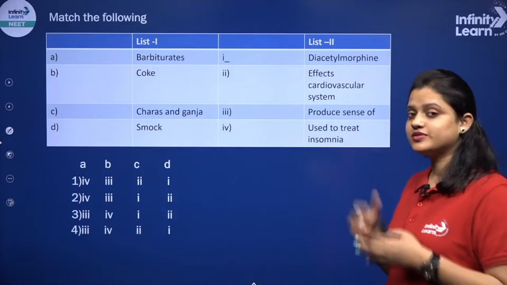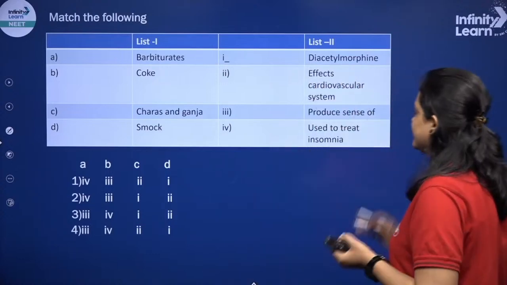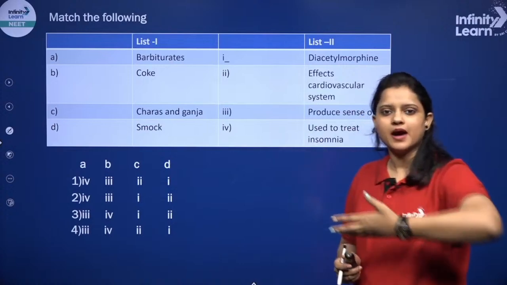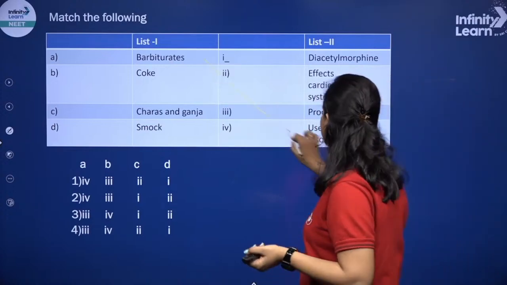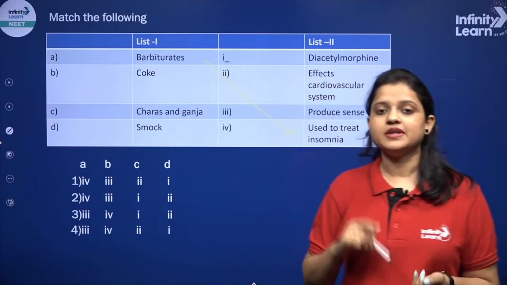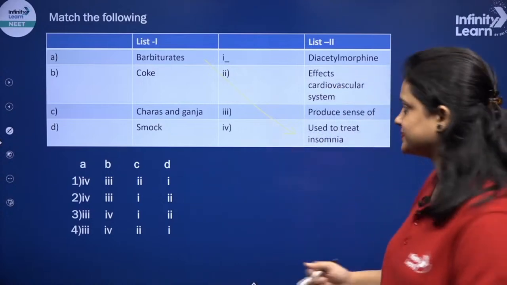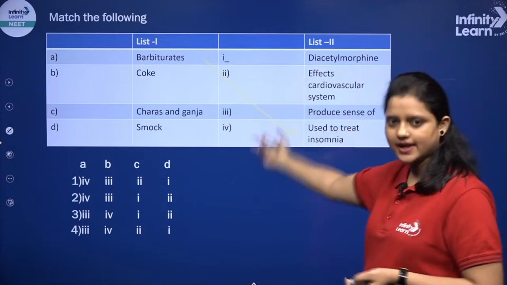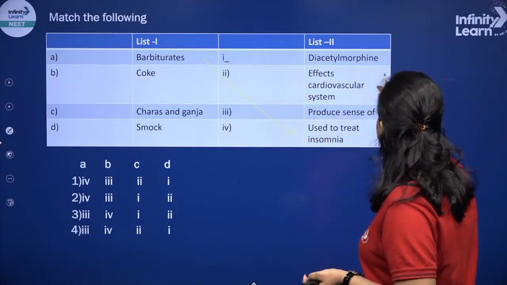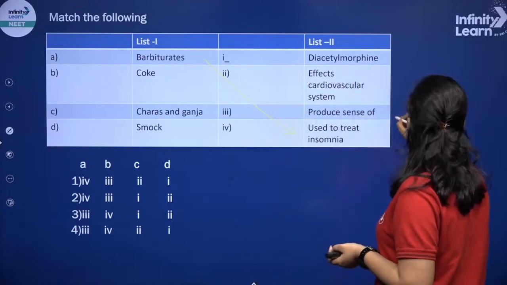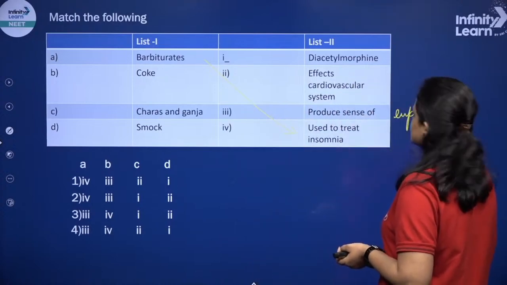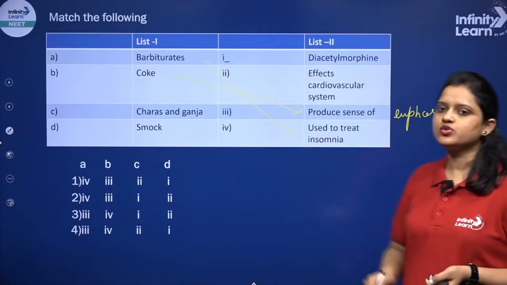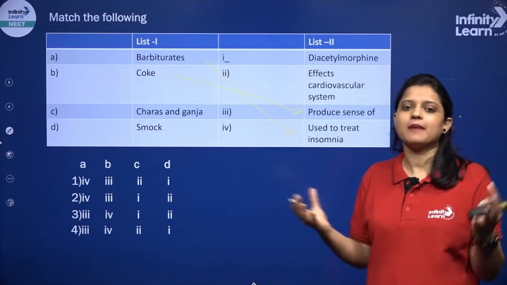Match the following question related to drugs from the chapter Human Health and Disease. Okay, my favorite part. So barbiturates, diazepam, clonazepam help in treating insomnia. Insomnia is inability to sleep, sleeplessness, right? Cocaine, you can say, produces a sense of euphoria. So this is the correct match. B will be matched with 3. Produces a sense of euphoria. And what is euphoria? Extreme happiness, right?